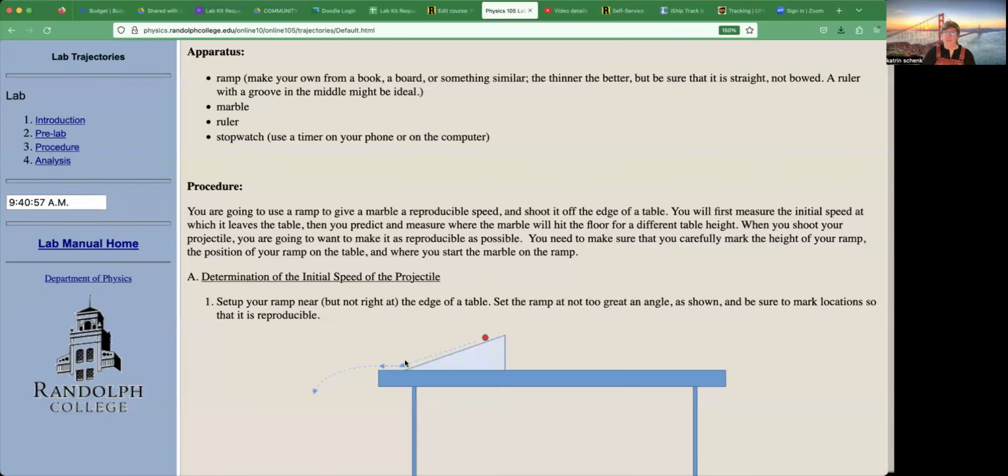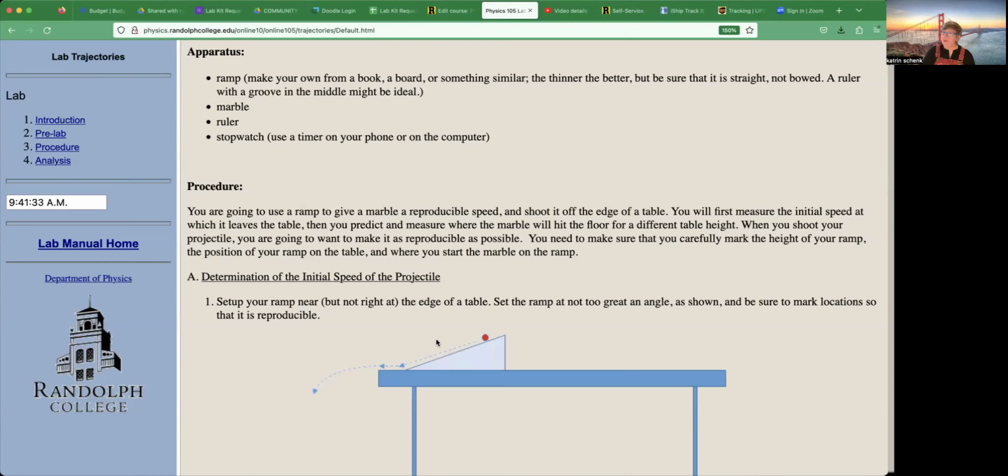Okay. But you want to leave a little room here, and you're going to try to roll it every time you take data from the same point up here. Maybe a good idea to mark that place that you're letting it go from. Okay, and you're not going to push it. You're just going to let it roll. All right. Now, the first thing we're doing here is measuring the initial speed. This will help when we do the next part of the experiment.